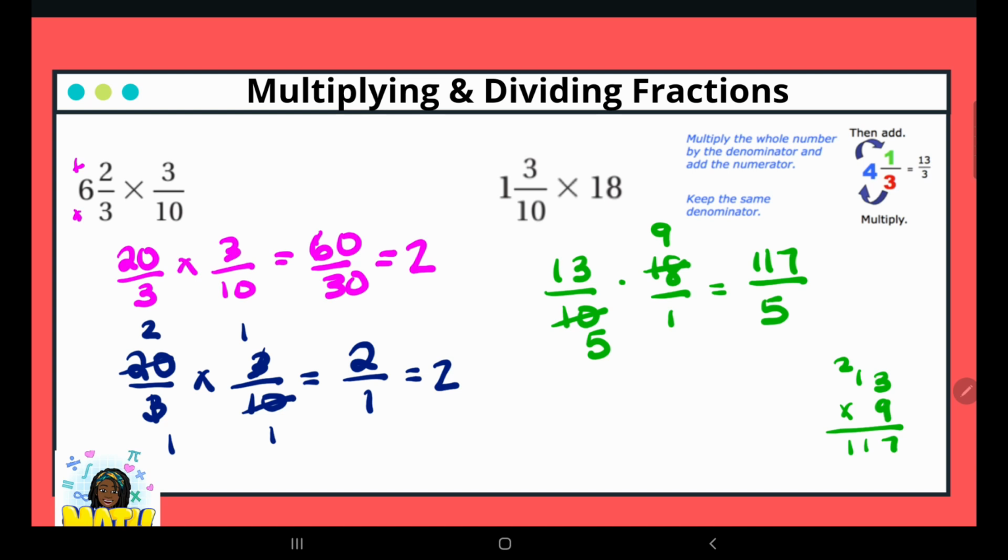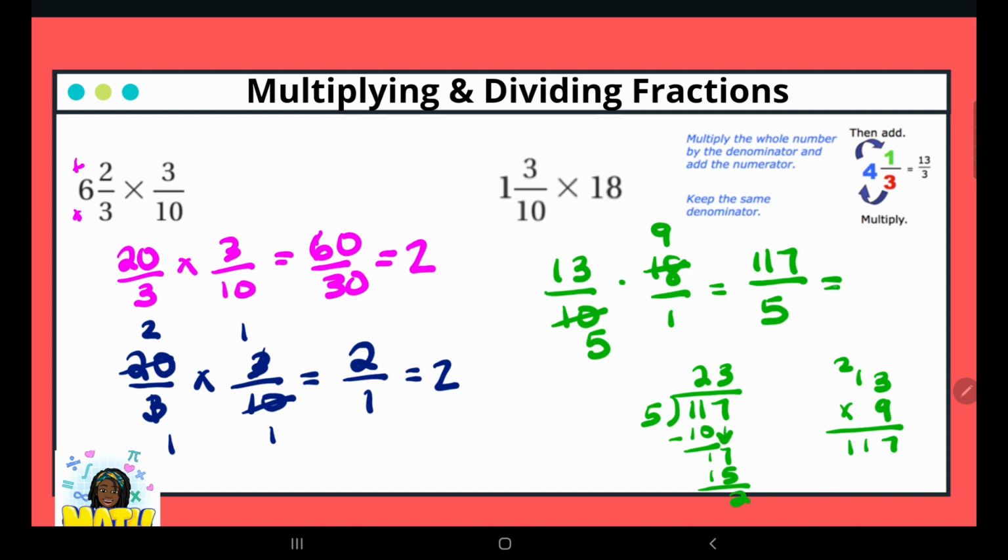Now I can go ahead and divide to simplify this further. So the number on top goes inside, the number on the bottom goes out. 5 does not go into 1, but it does go into 11 2 times. 5 times 2 is 10, with a remainder of 1, bring down the 7. 5 into 17 is 3 times. 3 5s, 15, with a remainder of 2.